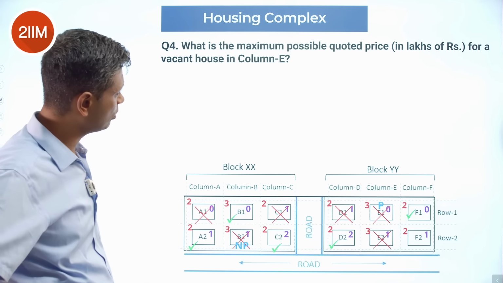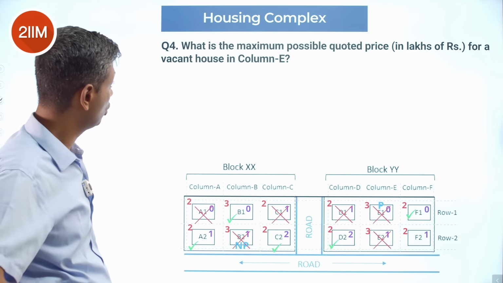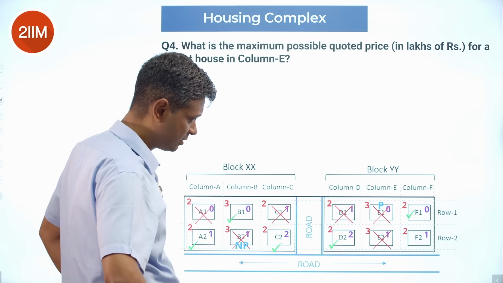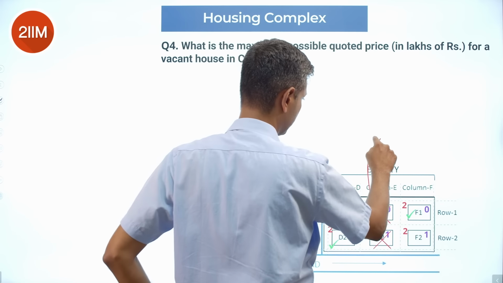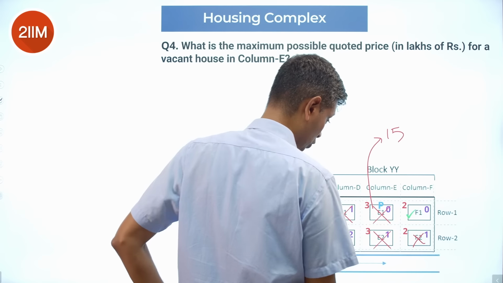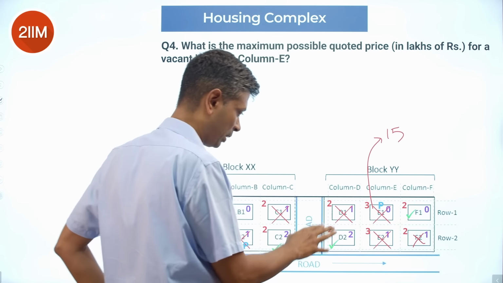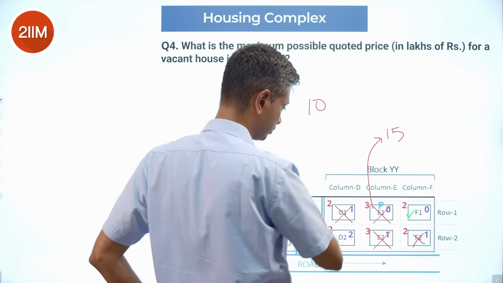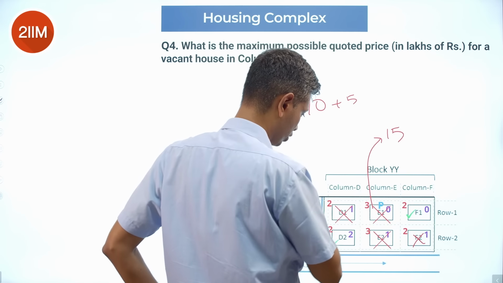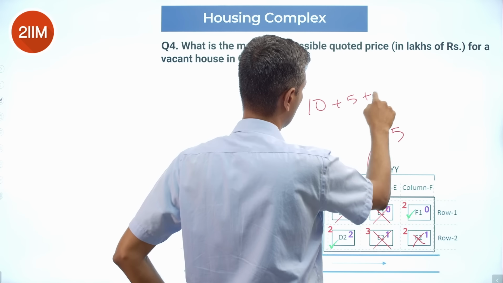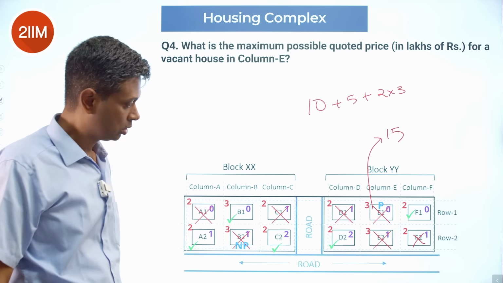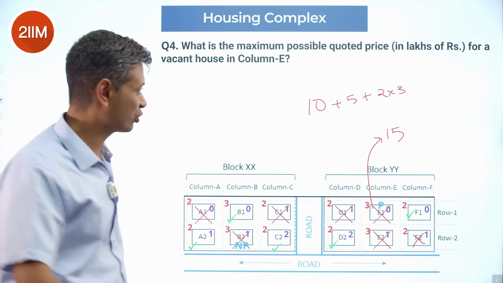What is the maximum possible quoted price in lakhs of rupees for a vacant house in column E? Column E, this costs 15, that we know. This one, this could also be vacant. One road adjacency, no parking, because only one thing, 10 for the base price, plus 5 for road adjacency, plus 2 into 3, 6. Assuming this is also vacant. No, you get for neighbors, not for vacant houses.